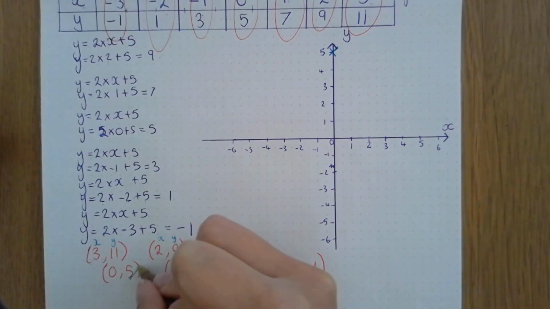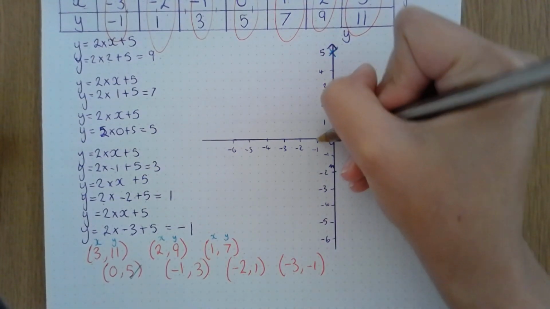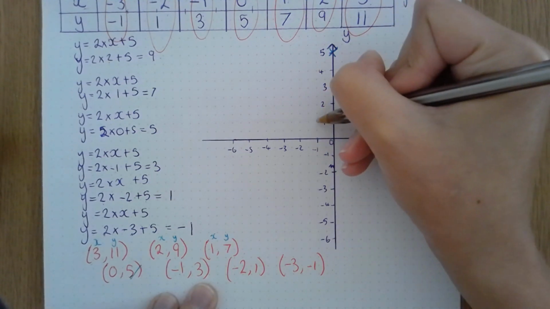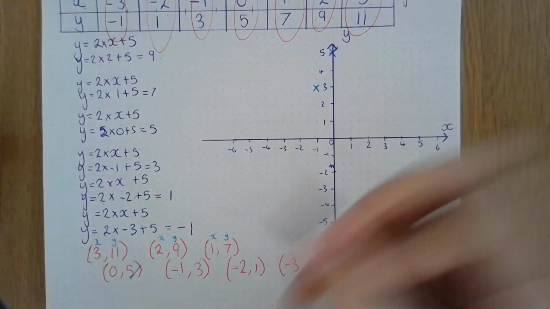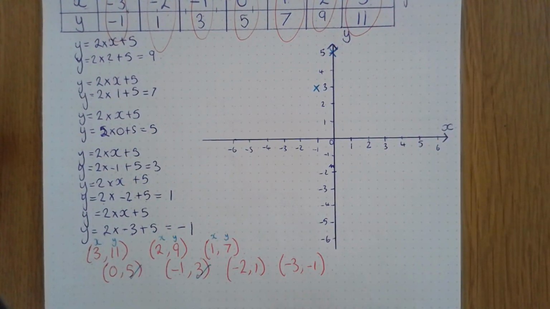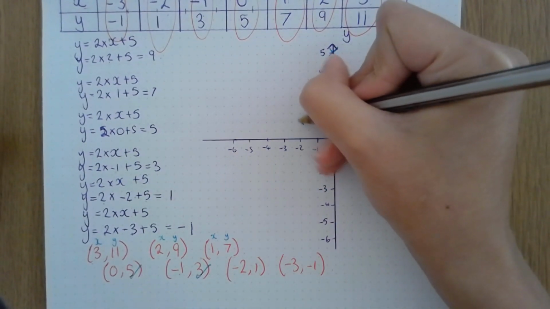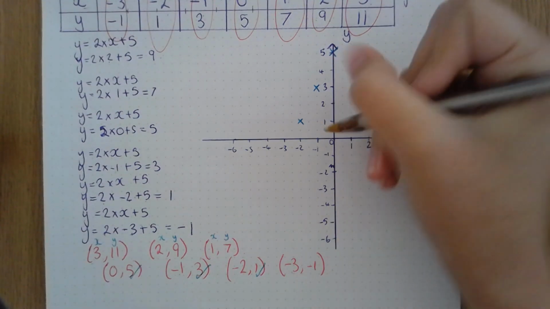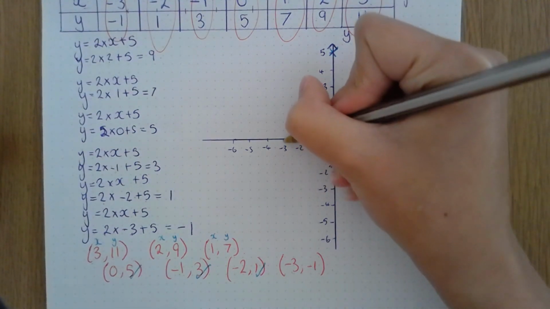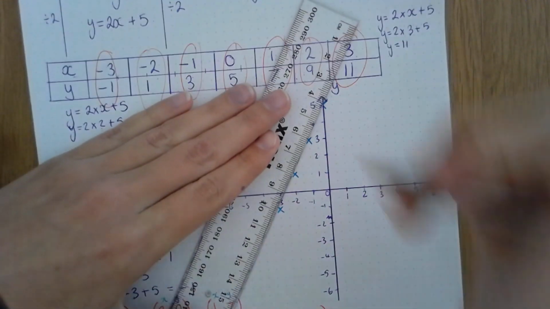So we've done that one. -1, 3, so we go -1, which is there, and then up 3: 1, 2, 3. Then we've got -2, 1, so we go to -2, which is there, and then up to 1. So we've done that one. And then -3, -1, so we go along to -3 and down to -1, which is there. And the final thing that we need to do is just draw our line in.